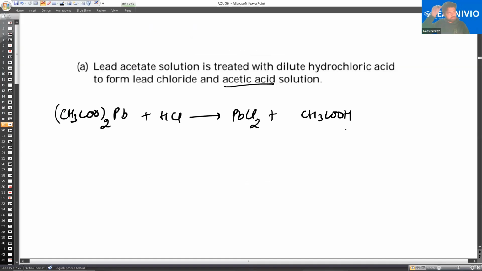I'm saying here that you are going to balance that one, that is very simple for you. So it is CH3COOH. You know that there are 2 ions here, so you multiply this one by 2. Now there are 2 chlorines, so multiplied by 2. Now one lead, 2 hydrogens, 2 acetate ions, 2 chlorine atoms. It is balanced.